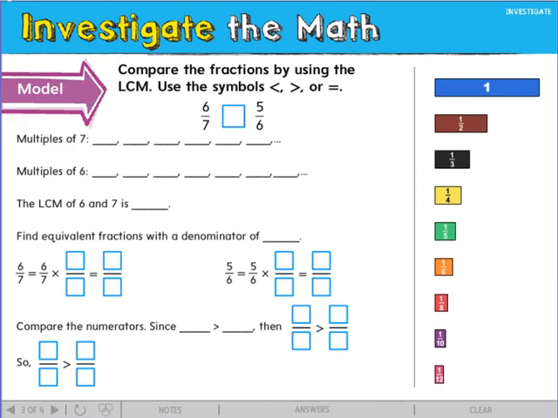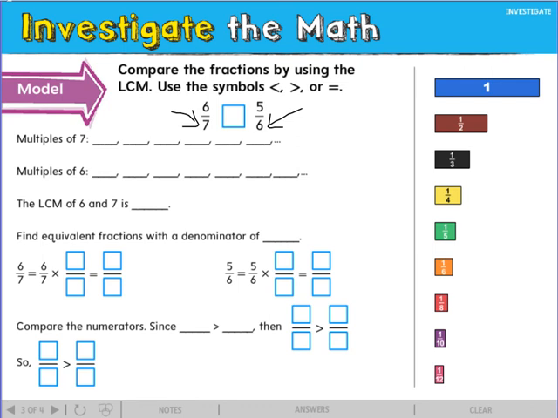Now, we're going to use the least common multiples, and then we're going to use the symbols less than, greater than, or equal to to compare 6/7 and 5/6. So what we want to do, we're going to create a common denominator. So right now, these have unlike denominators. We have 7 and 6, okay? So we want to find the least common multiple of 7 and 6, and we're going to create fractions that have a common denominator. So far, so good?